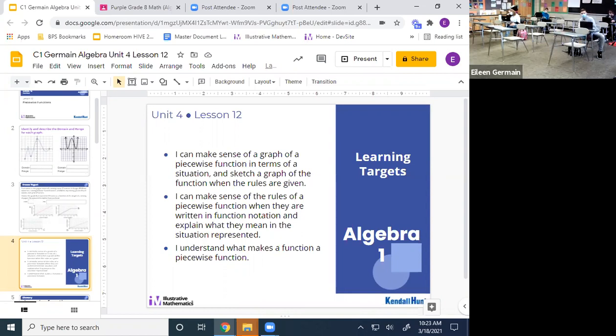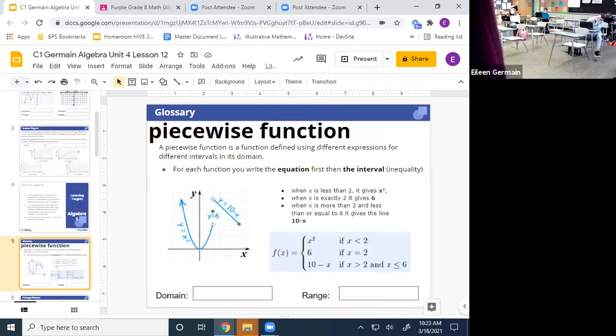Okay. So let's slide down to slide number 5 right now, where we're going to look at this new term, not the newest of new terms, because I've talked about it before, but today we're going to put a definition to it, and look in depth at what it means and how we write them and how we represent them in different forms, like on a graph, in a written explanation, and in function notation. So a piecewise function is a function defined using different expressions for different intervals of the domain.